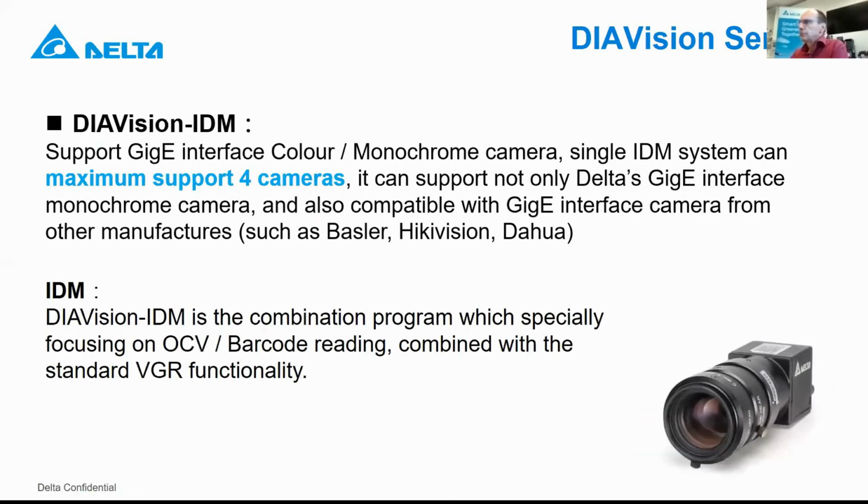The second software package that we can provide is the DiaVision IDM. The IDM software is the same as the VGR software, but now it's including barcode reading and OCV. And this barcode reading and OCV reading is based on very high speed. That is what we can use it for. It can be used in food and beverage, packaging machines, and so on. It has very good references.